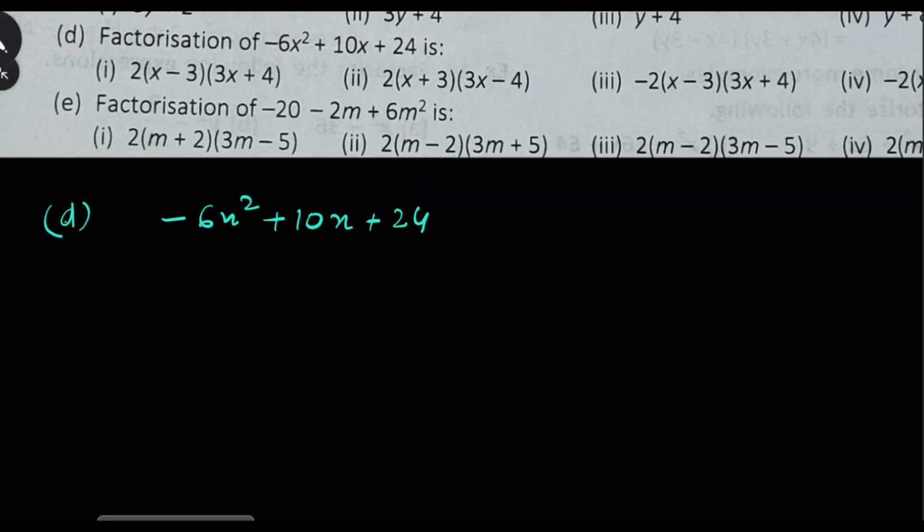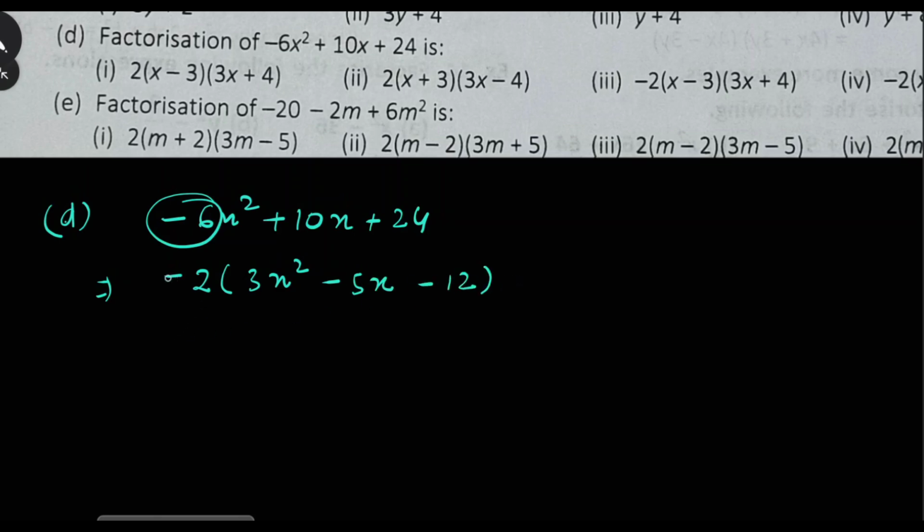Now we're going to solve question number D here. Minus 6x square plus 10x plus 24. First of all, we're going to take the common 2, because 2 is common everywhere here, and make this positive, so we will take the minus common also. If we take 2 as a common, we are left with 3x square minus 5x minus 12.